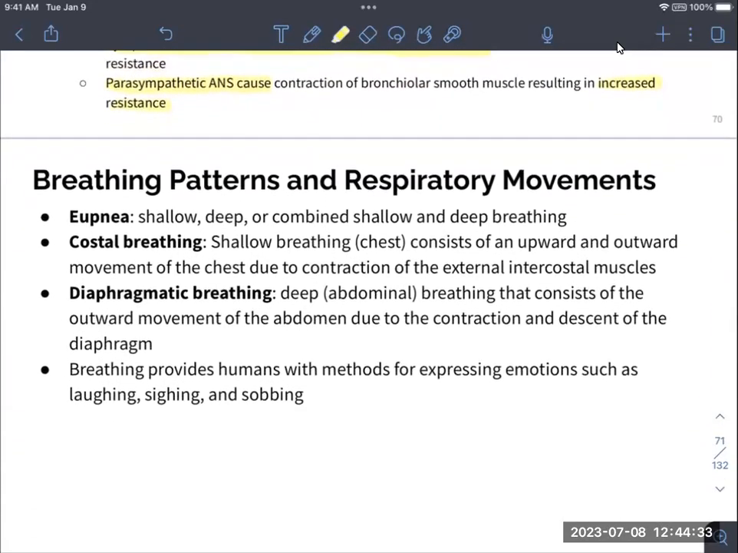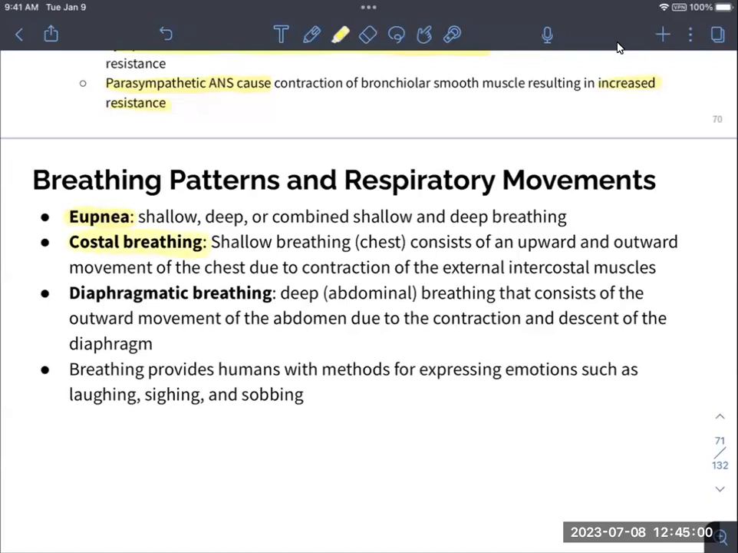There are different breathing patterns. Eupnea is a combination of shallow breathing with deep breathing in between. It could be just deep breathing or just shallow breathing.